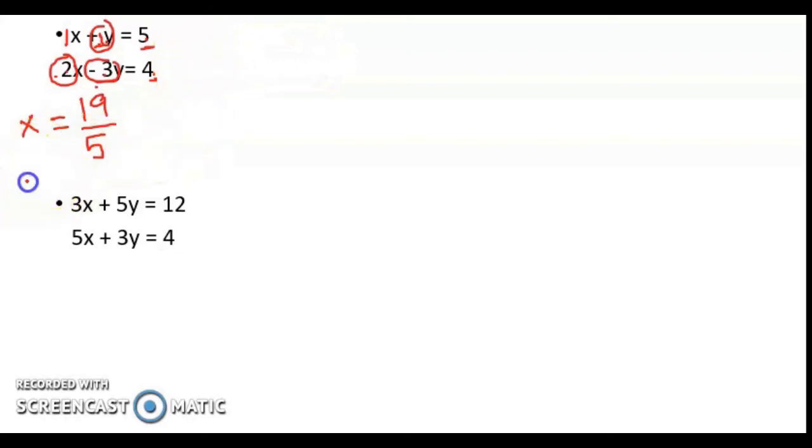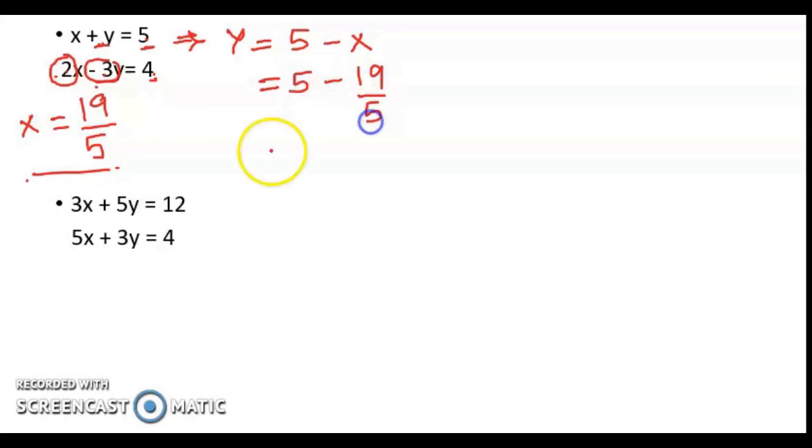Now we will put this value of x in any of these equations. For example, if you put it in the first equation, here we want to find out the value of y, so we can write y equal to 5 minus x. Now in place of x we will put 19 divided by 5. If you take the LCM, here LCM is 5, so 5 5s are 25 minus 19, that will be 6 divided by 5. So you will get y equal to 6 divided by 5 and x equal to 19 by 5.